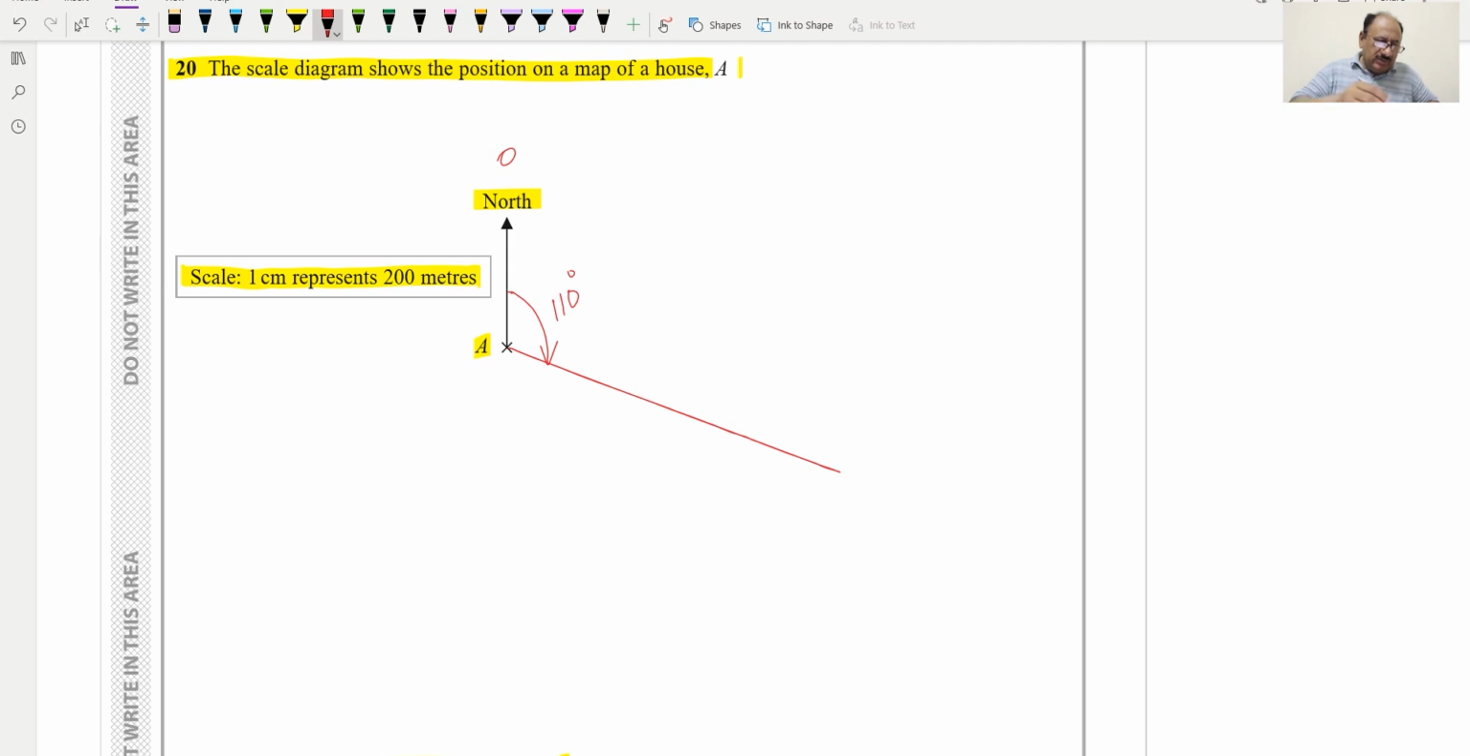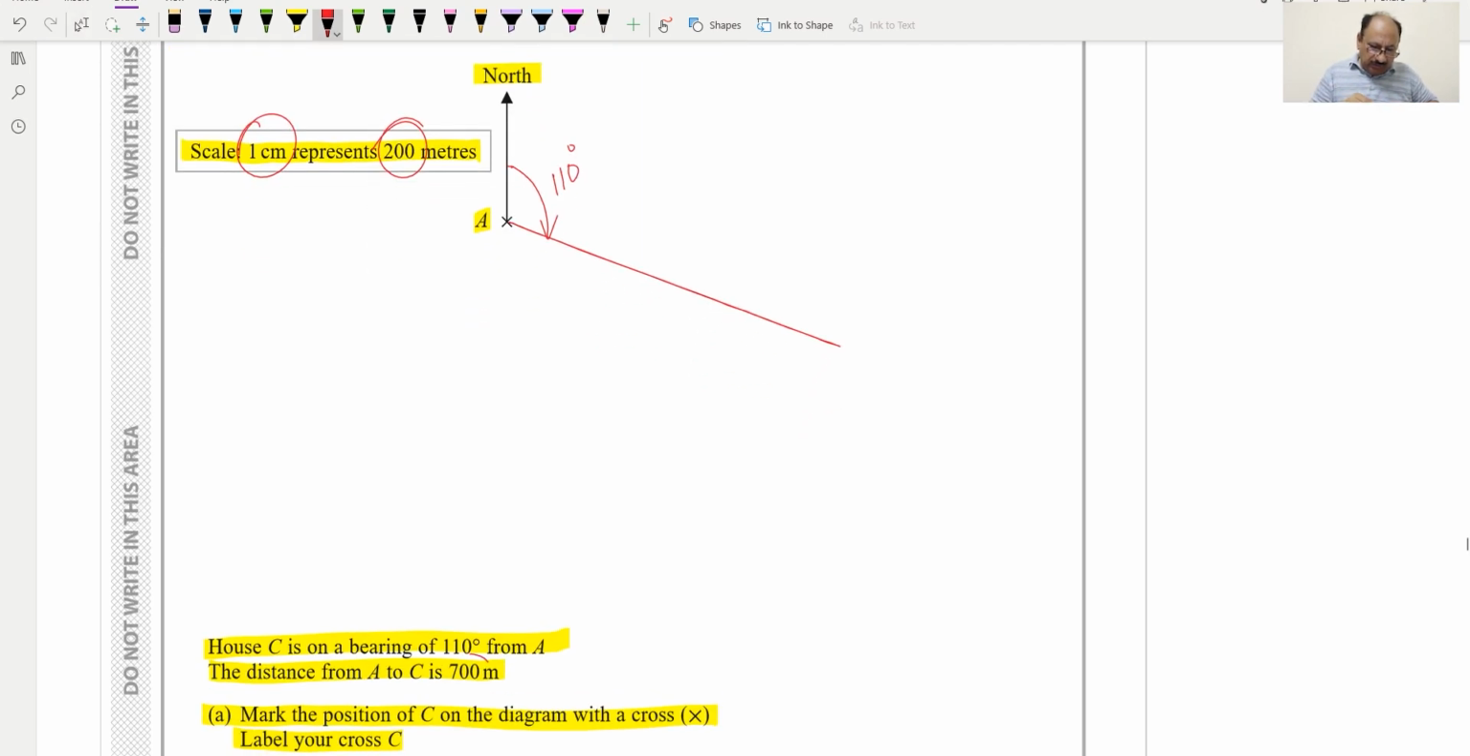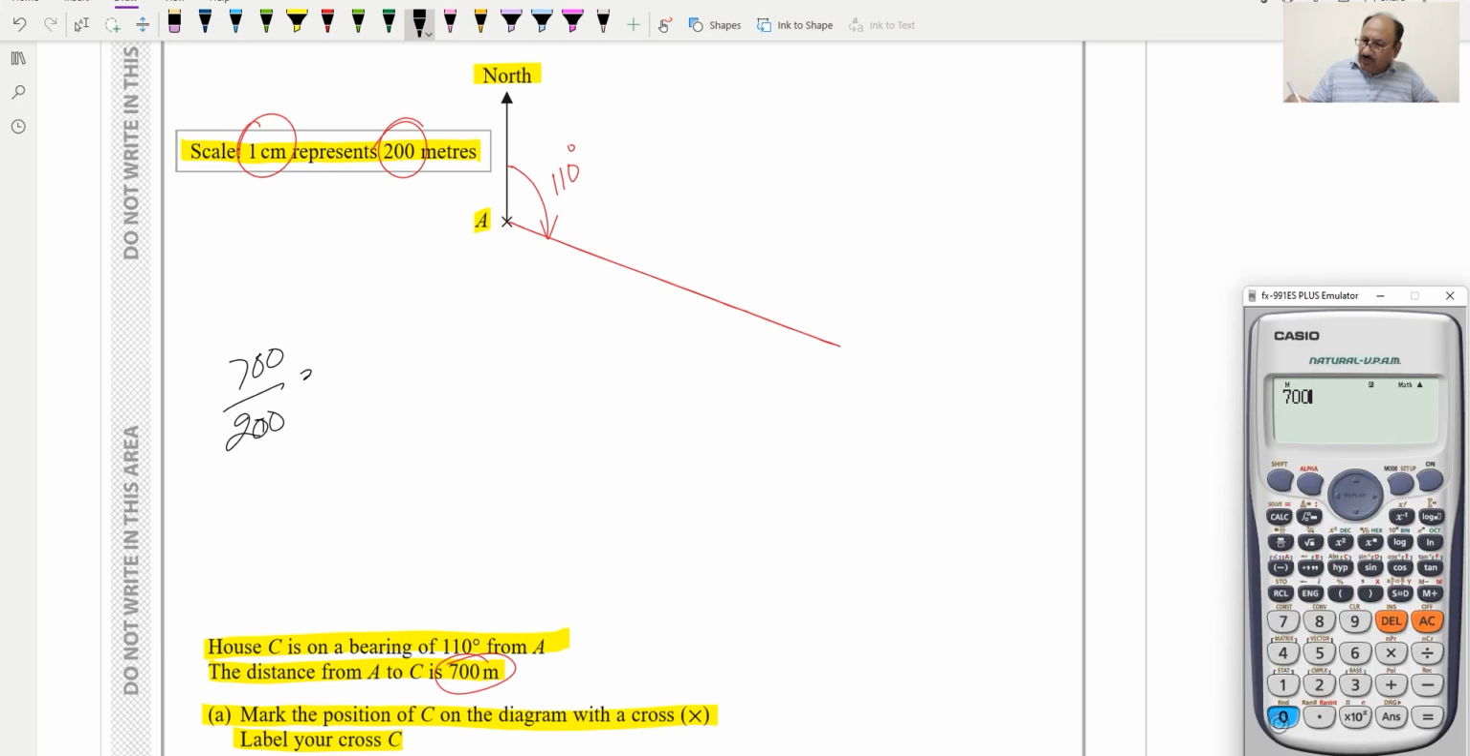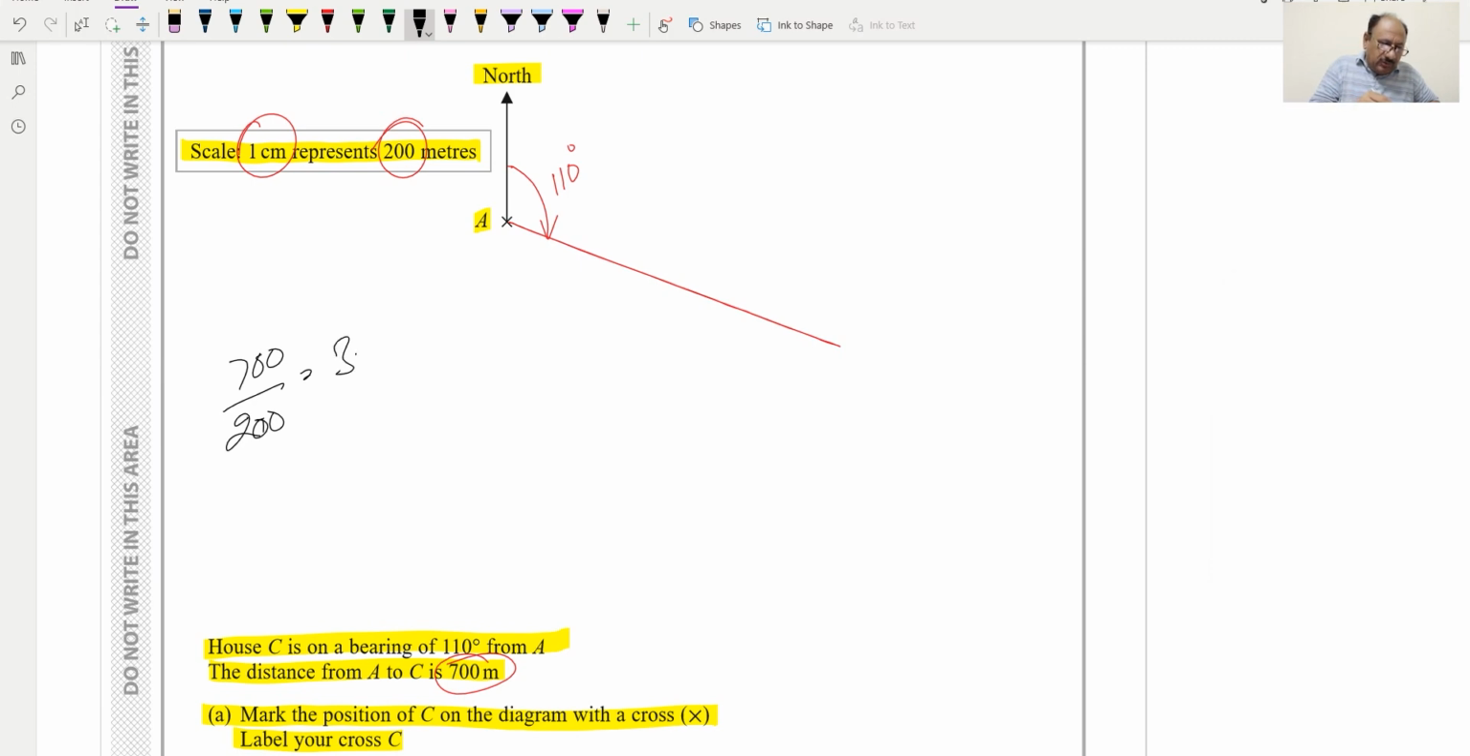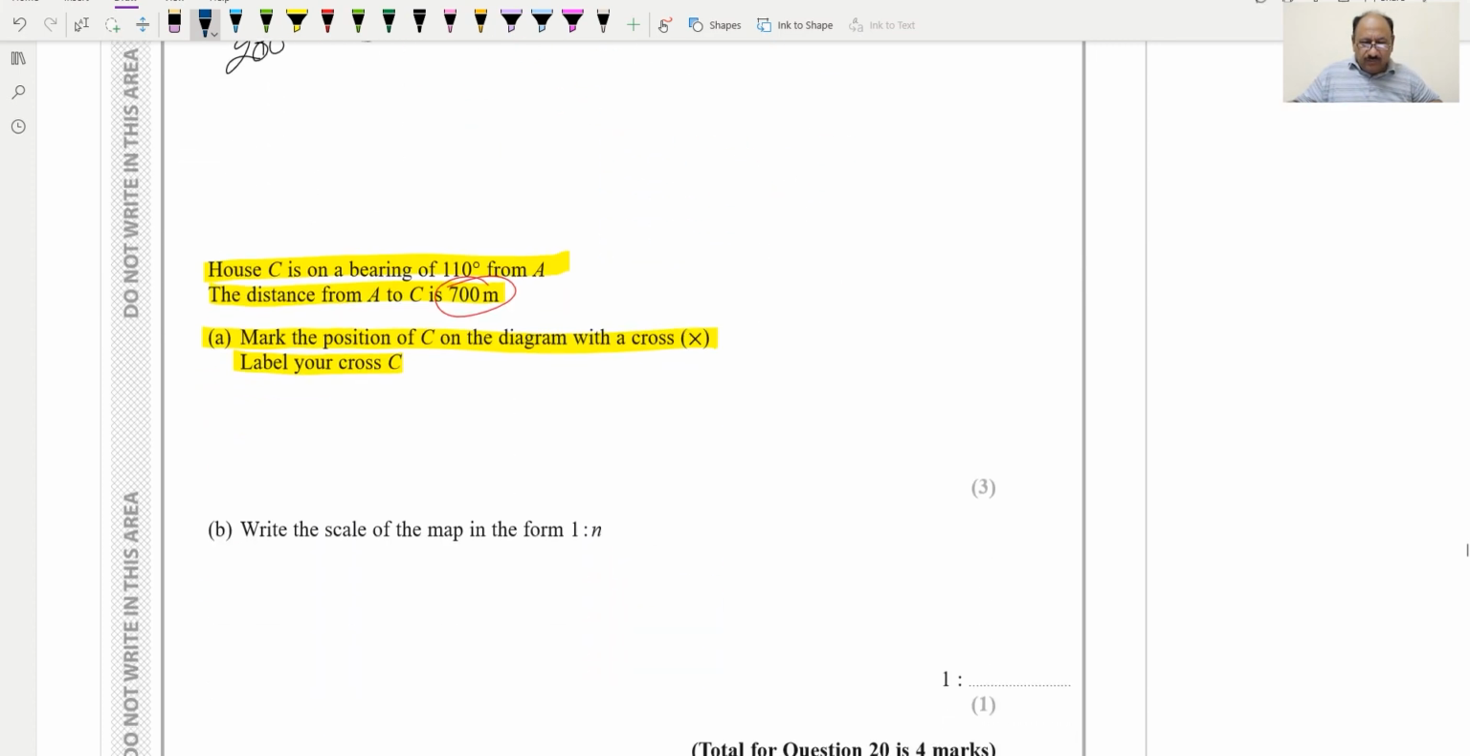So 1 centimeter is equal to 200 meters, but the distance is 700 meters. So we can write 700 divided by 200, 700 over 200 is equal to 3.5. So 3.5 centimeter is the length required. Roughly we will be putting our protractor over here and making an arc, and that arc we can draw like this one, and this is our X, this is C, the cross which we have done, and this is 3.5, we can mention here 3.5 centimeters, which is equivalent to 700 meters.